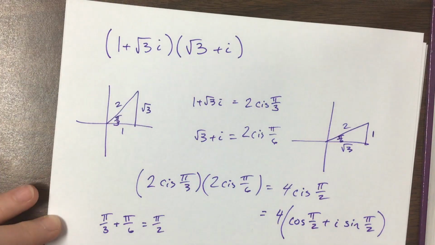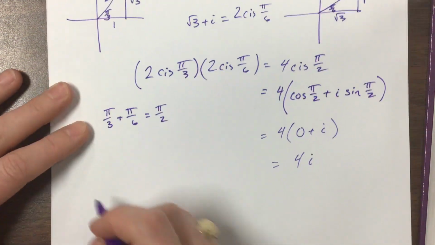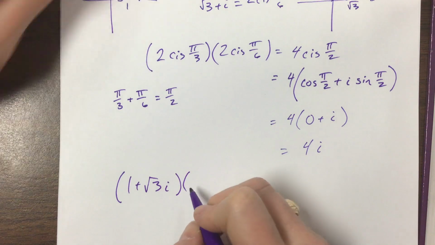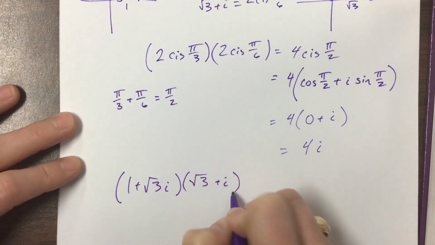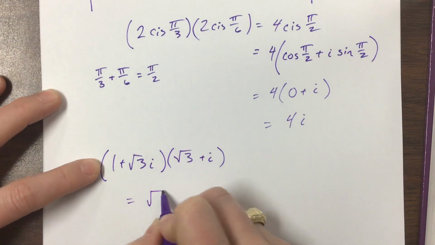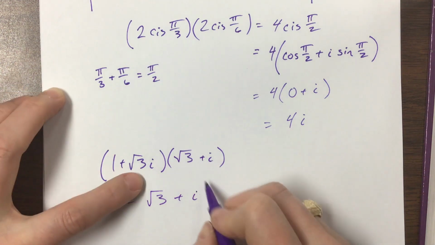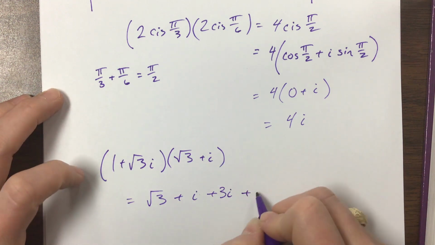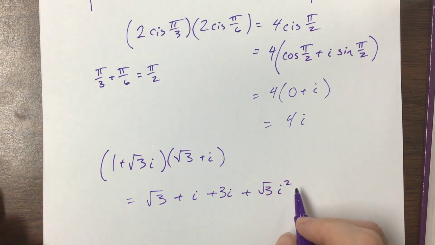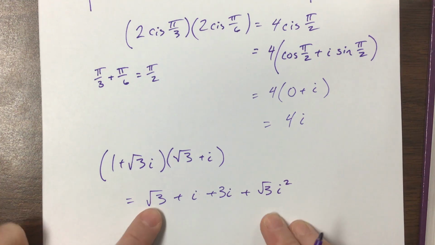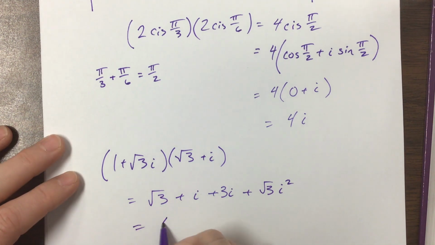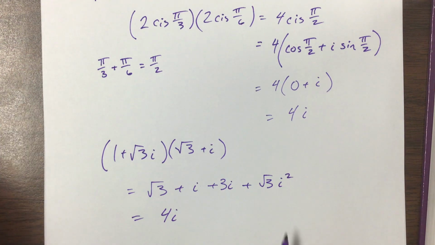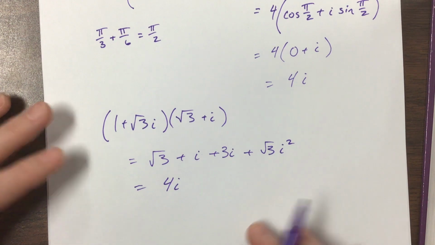If I were to expand that out from before, it was 1 plus root 3i times root 3 plus i. It gets a little messy. This is root 3 plus i plus 3i, when I multiply these together, plus root 3i squared, which becomes a negative 1. So these cancel, and I end up with 4i. That wasn't so terrible, but there are definitely going to be situations where polar form makes it a whole lot easier.